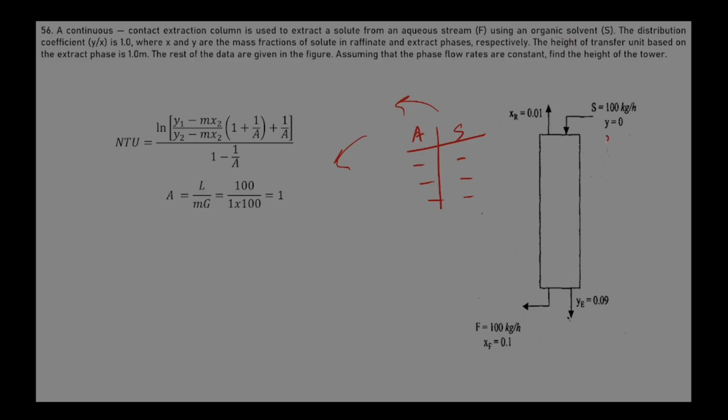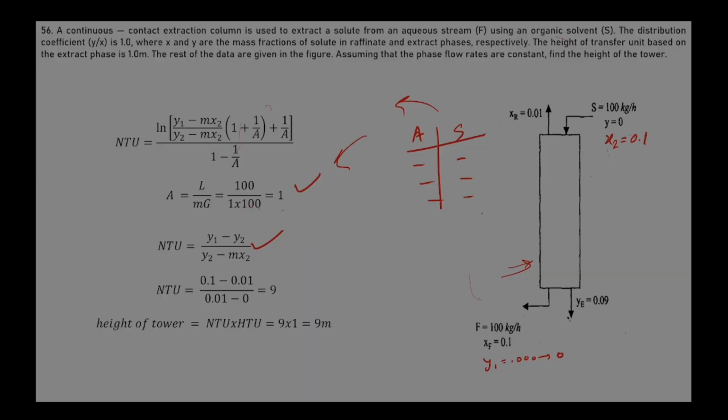If x2 is some value like 0.1 and y1 is a very small value tending to 0, then we will apply stripping. The same as absorption and stripping, we will treat liquid extraction column problems. So here the absorption factor is 1. Then there is a special case, NTU is equal to this. Now put all the values, you will get 9.